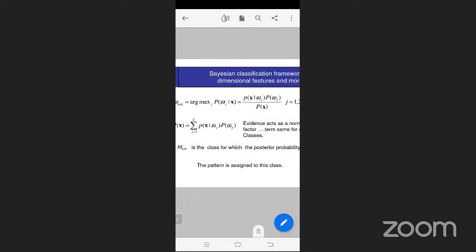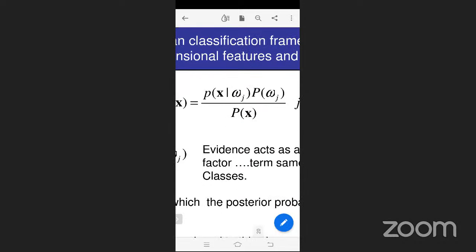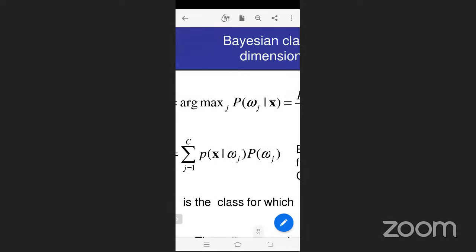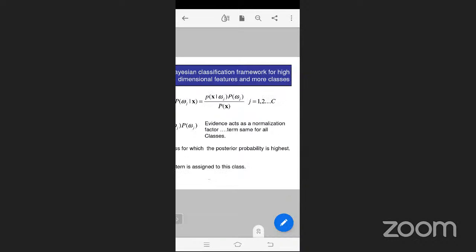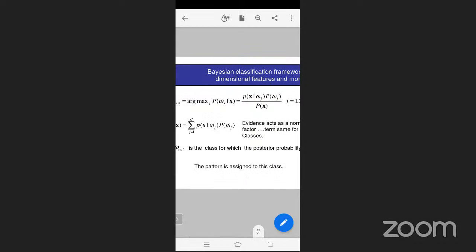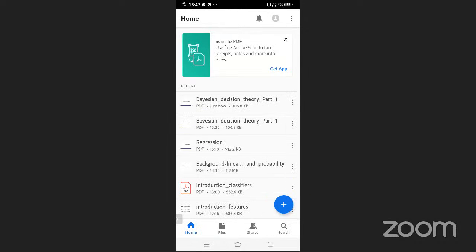And this denominator term, this p of x, the summation j equal to 1 to c, because you're having c classes, of p of x given omega j times probability of omega j, is also called the evidence. It is used as a normalization factor, because this p of x is the same for all the classes. So if you just consider the prior and the likelihood and multiply, you will get a factor proportional to the posterior probability. So that itself can be used for decision making. I think I'm almost done for the lecture today.